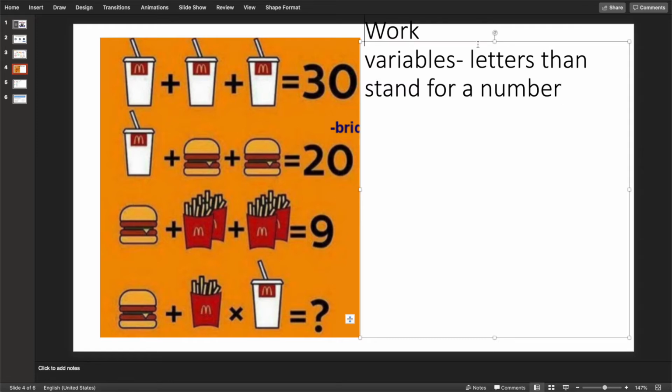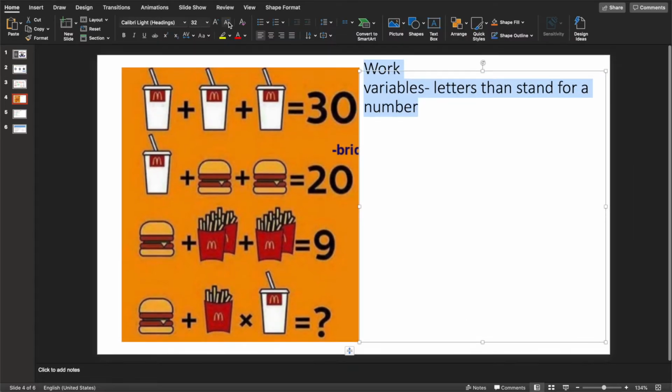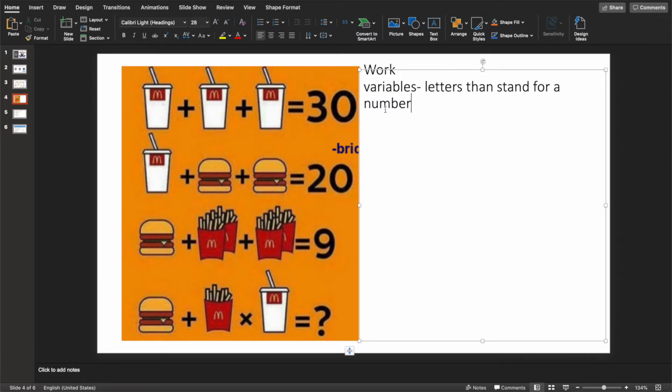Letters that stand for a number. Let me make this a little bit smaller so I can get everything on here. Letters that stand for a number. All right.